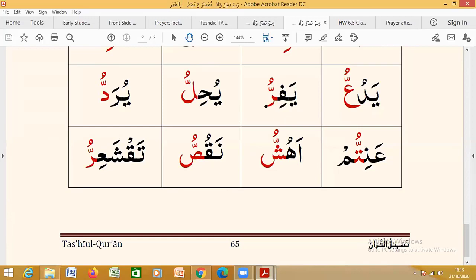Excellent. Well done. So which one is the mushaddad letter? Can you tell me? Ra. Excellent. The ra is the mushaddad letter because it has a shadda and it also has a dhamma. Well done. Do you want to try read the next one by yourself?